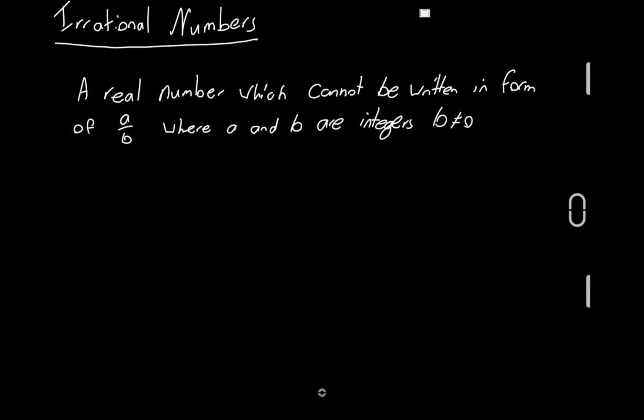First of all, we've got our definition here of an irrational number: a real number which cannot be written in the form of a divided by b, where a and b are integers. We know that if it can be written in the form of a over b, that means it's a rational number. So now we're talking irrational numbers.